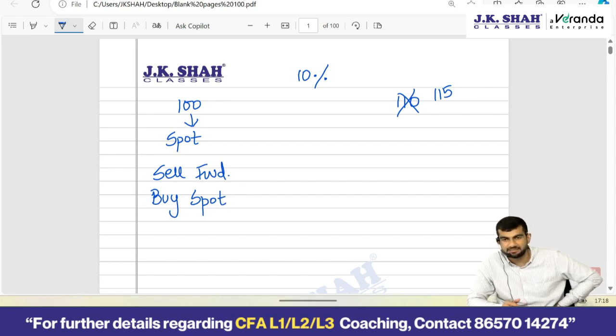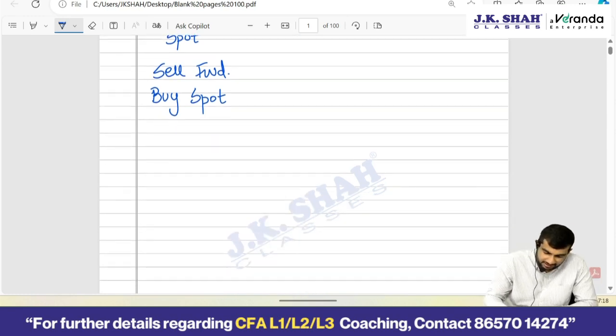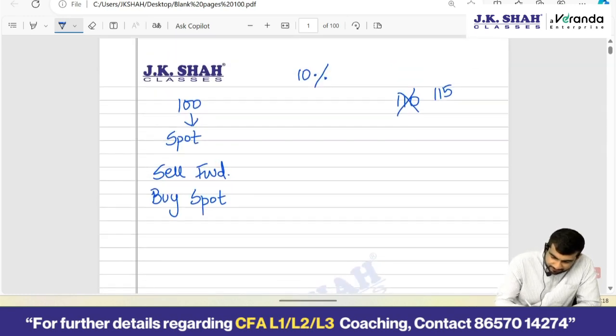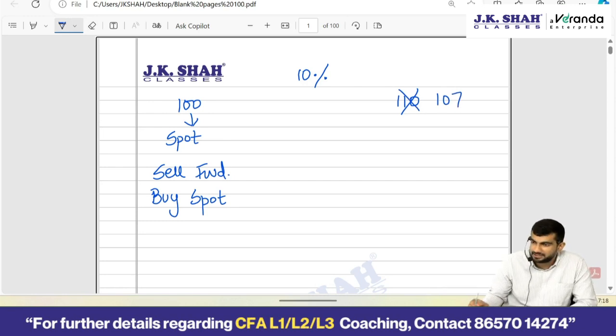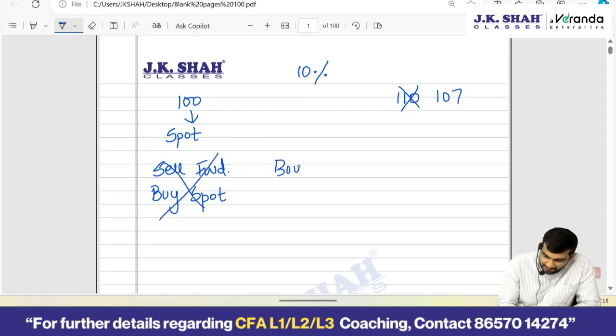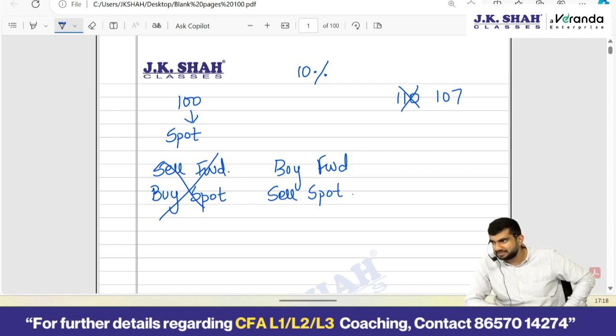When forward is overpriced, you have an opportunity to execute a cash and carry arbitrage. When forward is underpriced, you have an opportunity to execute a reverse cash and carry arbitrage. In reverse cash and carry arbitrage, say for example, the no arbitrage forward price should have been 110, but assume it is 107, underpriced. In that case you will have to buy forward, and take the exact opposite position in the spot market. I am not explaining the entire procedure, we had discussed that. Just to remind you. So this was regarding the pricing.